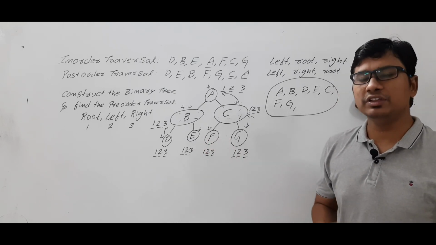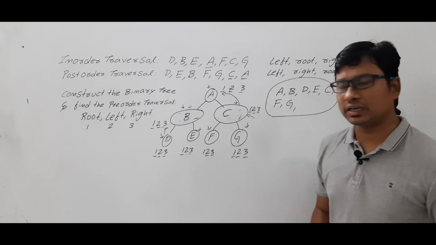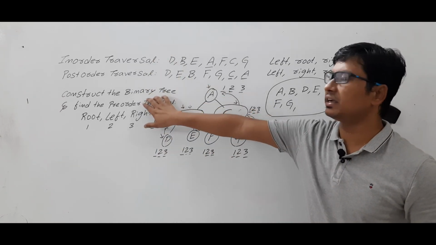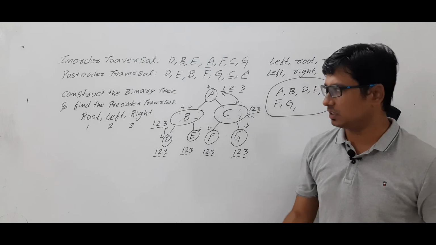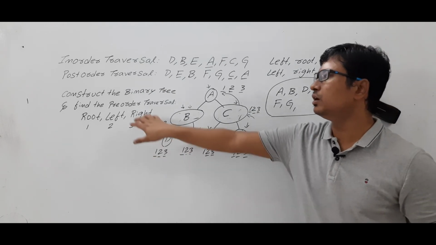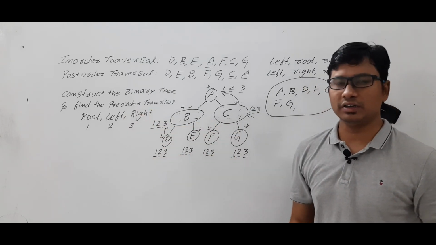I hope with this example you have understood how to construct the binary tree from the given in-order traversal and the post-order traversal. After constructing the binary tree, how can we find the pre-order traversal?